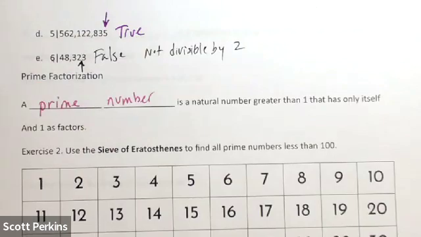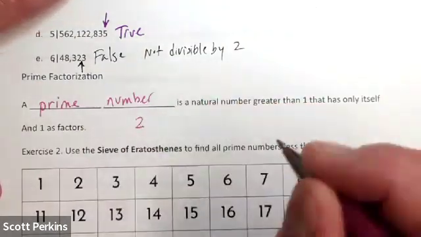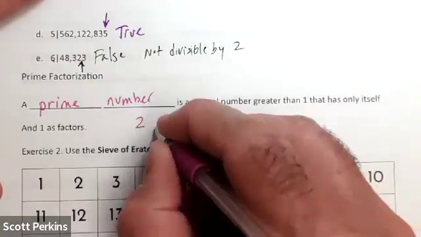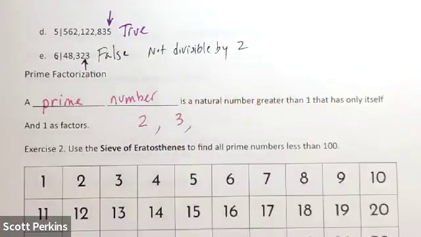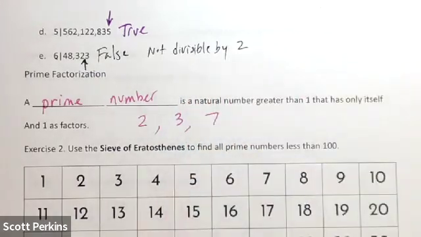So for instance, a couple small numbers that we know are prime numbers: 2 is prime because the only factors are 2 and 1. 3 is prime, the only factors are 3 and 1. 7 is prime, the only factors are 7 and 1. And I could list some others, but there's a fun little trick.